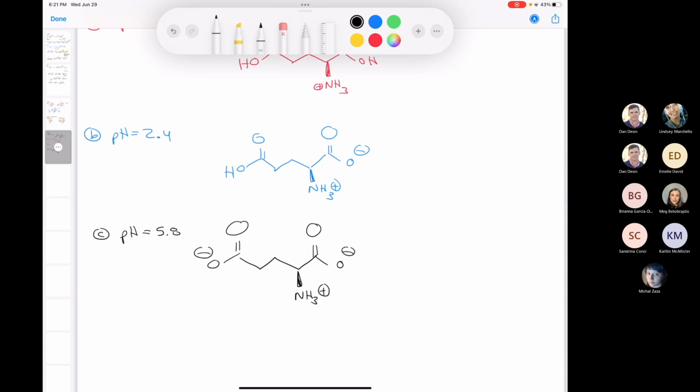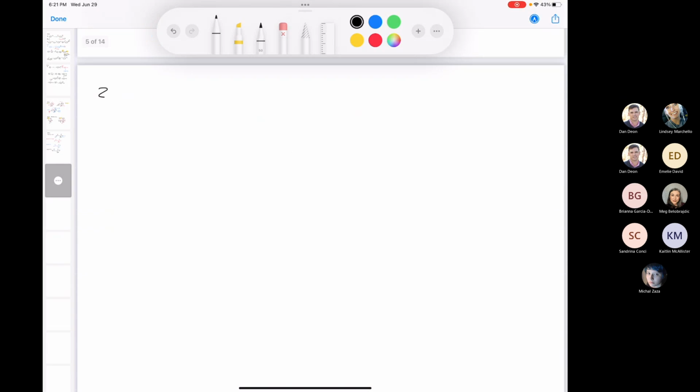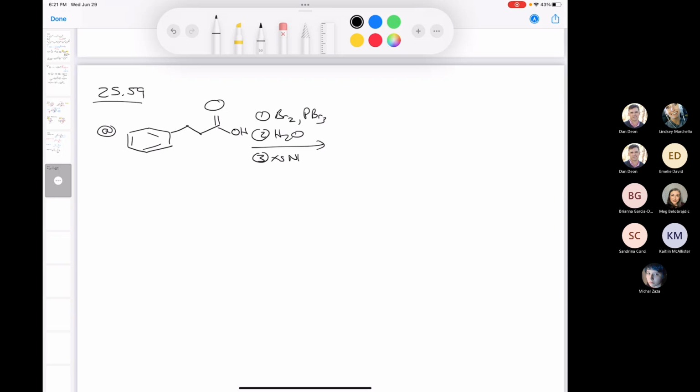The next question I want to try is 25.59, which looks like this, where we have a phenyl group. And we're treating this first with bromine and PBr3. And in the second step, we're treating it with water. The last step, we're treating it with excess ammonia.